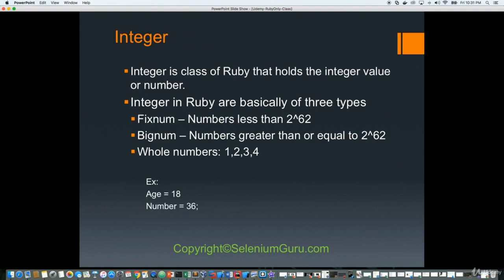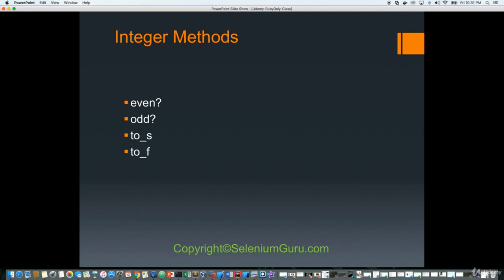Then we're also going to learn about the integer class in Ruby. What are the different types of integer, and how you're going to use integer in Ruby. We're also going to talk about the integer methods. Then we are going to talk about the float methods.